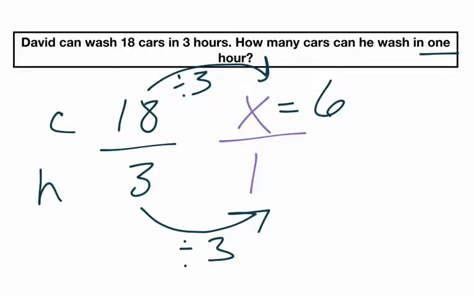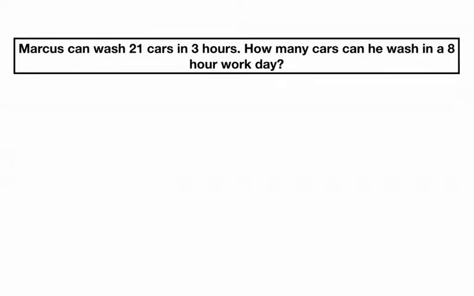So sometimes you get regular unit rate questions, and then sometimes you have to use unit rate to solve a question that's maybe a little bit more extensive. So look at this one. Marcus can wash 21 cars in 3 hours. I always write that down. So cars, he can wash 21 cars in 3 hours.